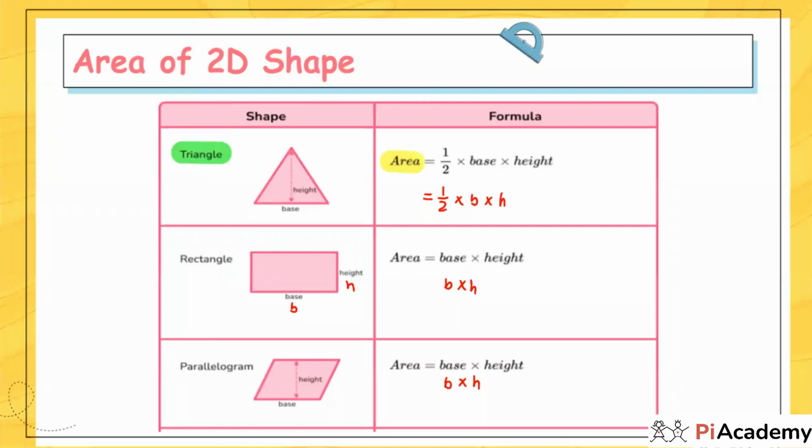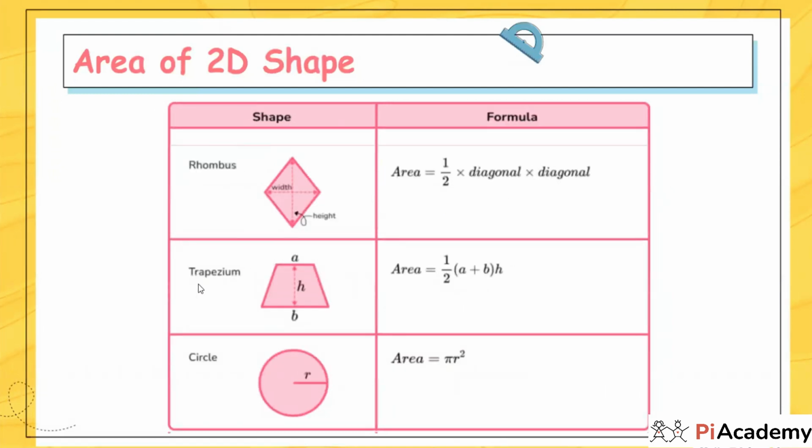Now let's move on to the next page, and we have another three shapes over there. So as you can see here, rhombus, trapezium, and circle.